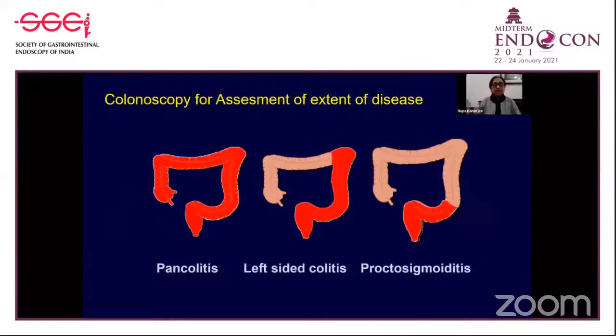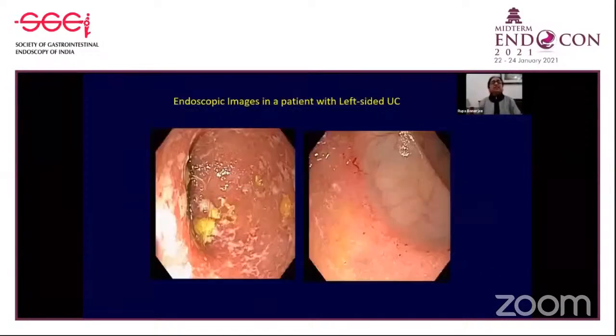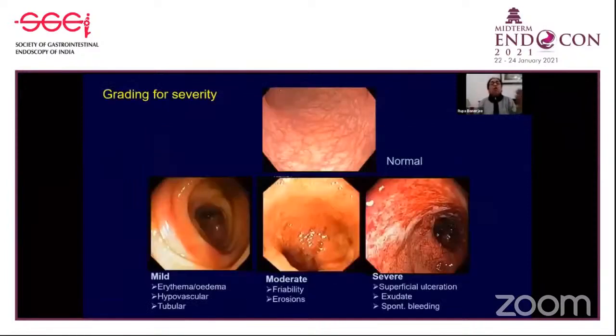We can assess the extent of disease. This is ulcerative colitis. You go in and you can say whether it's pancolitis, left-sided colitis, or proctosigmoiditis. You see this image. There is left-sided ulcerative colitis, and you can see a standard normal demarcation line. Based on this, you can decide what form of management will be helpful for this patient, whether it will be only enemas or suppositories or combination, depends on what you see.